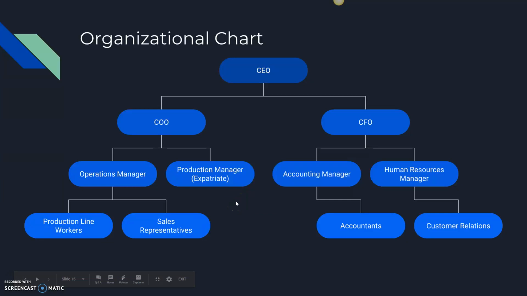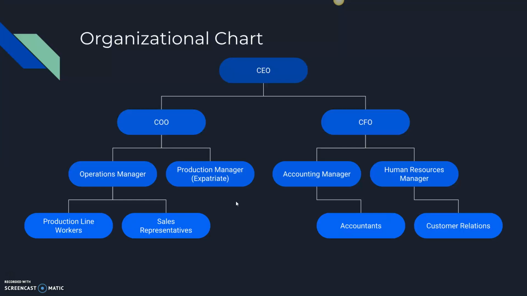Our standard organizational chart is as shown here. CEO at the very top, overseeing all functions of the business. COO, operating officer, overseeing all operations of the business. CFO, the chief financial officer, seeing all the finances, which branch into the accounting manager and the human resource manager, made up of accountants and customer relations representatives.